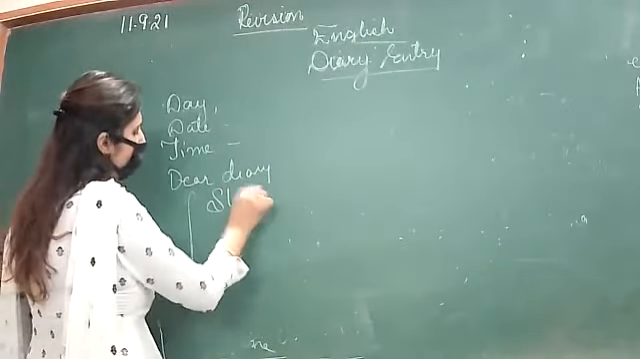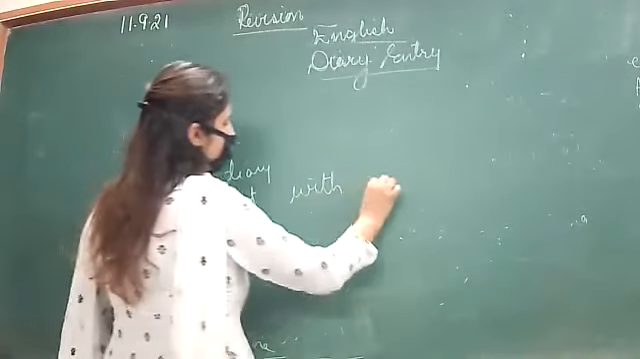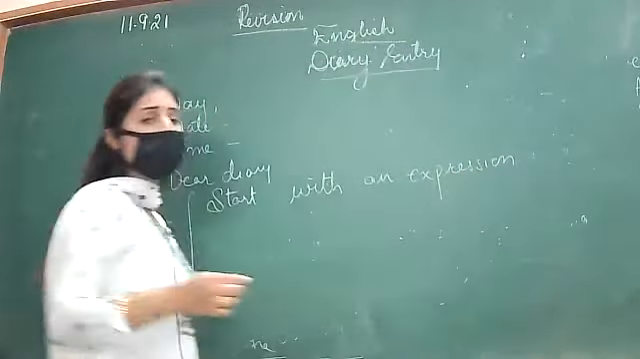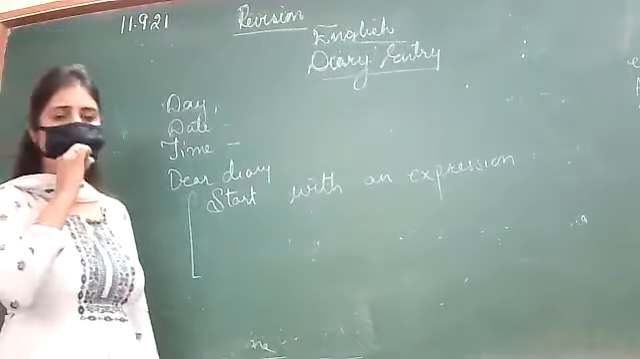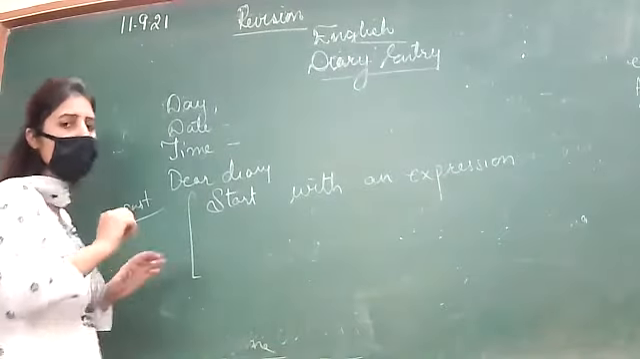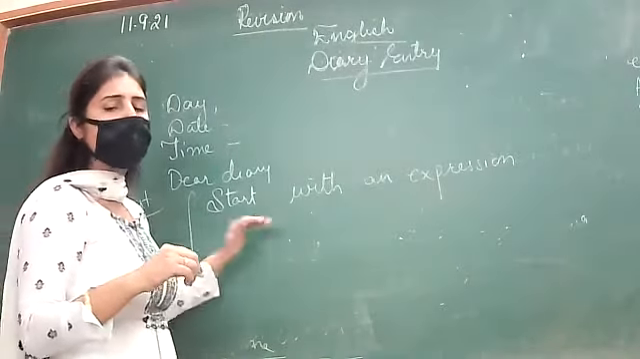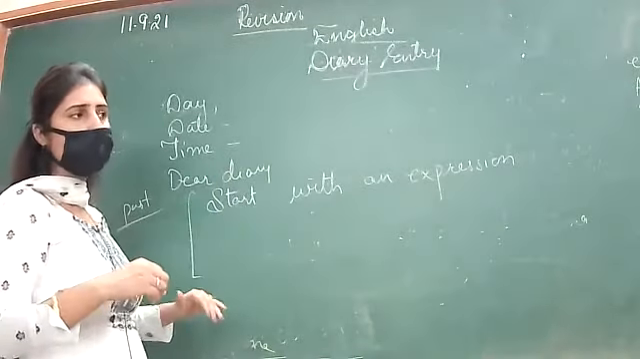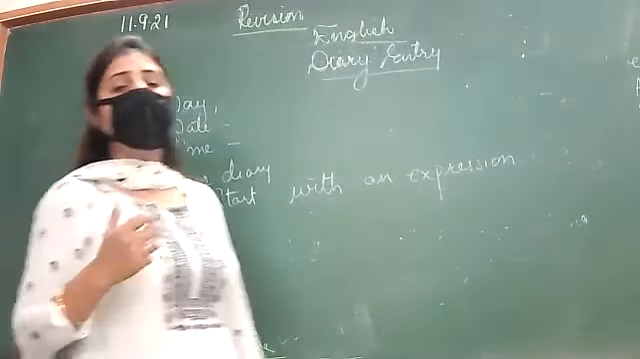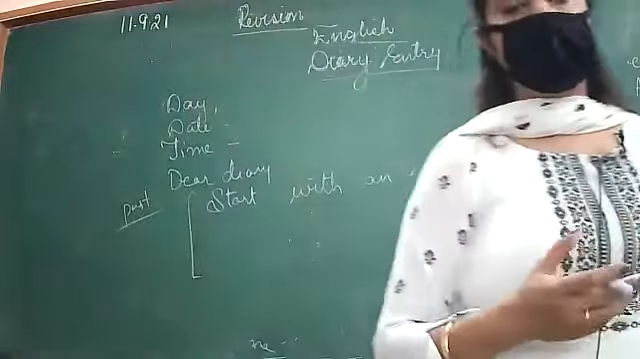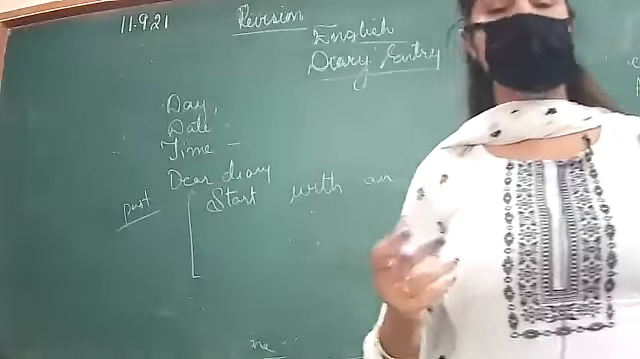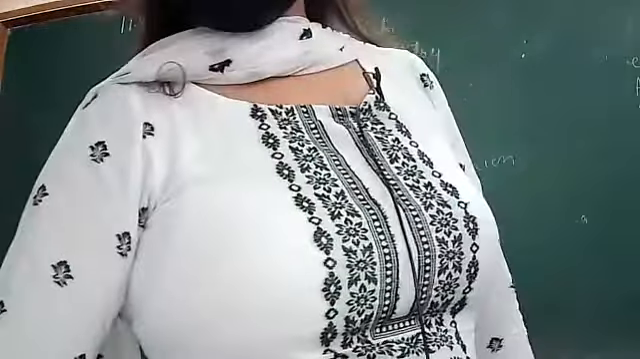Start with an expression. Always start your diary entry with an expression. What kind of expression? Suppose, how happy I am today, how happy the day was. Use past tense, or you can also use present tense if you are referring to some past event that happened during the day. But if you are referring to your feelings now, then you can use present tense. How happy I am today because I have won the first prize in the debate competition, or I have been appointed as the head boy of the school.